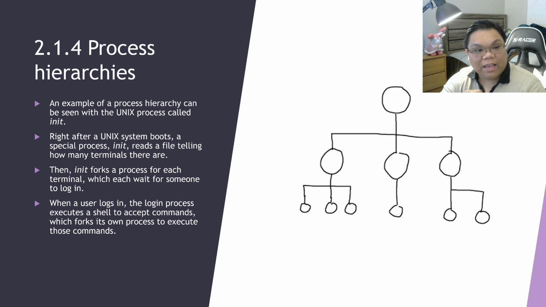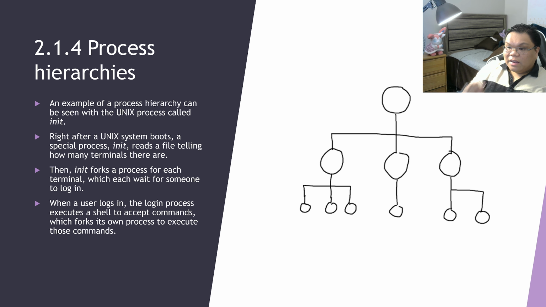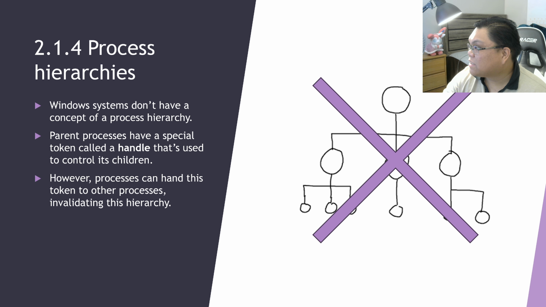An example of a process hierarchy can be seen with a Unix process called init. Right after a Unix system boots, a special process called init reads a file that says how many terminals there are. Then init forks a process for each terminal, and each one waits for someone to log in. When a user logs in, the login process executes a shell to accept commands, which forks its own processes to execute those commands. So we have a hierarchy of processes in Unix, but it doesn't really exist in Windows systems.